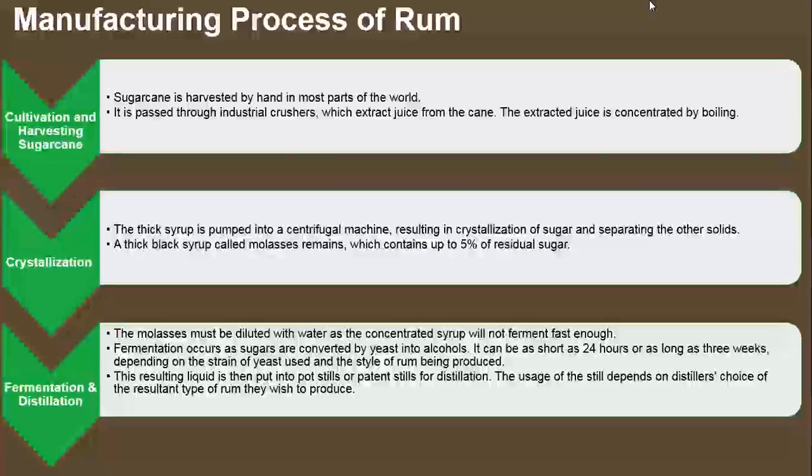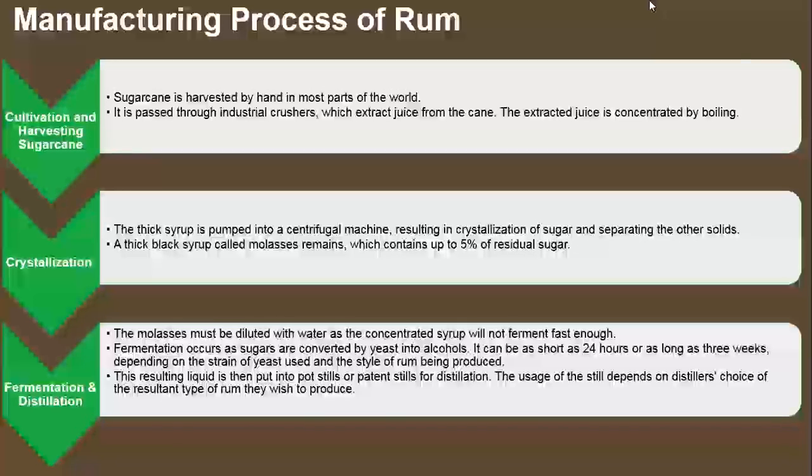The second step is crystallization. The thick syrup is pumped into a centrifugal machine where it whirls at approximately 1500 revolutions per minute, resulting in crystallization of sugar and separation of the other solids. The thick black syrup that remains is called molasses, which contains up to 5% residual sugar.